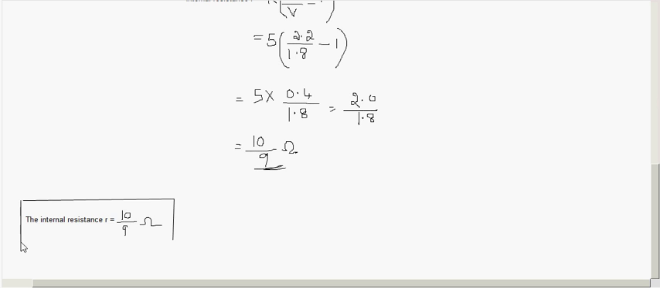So in the first case, when there is no external resistor, the voltmeter reading gives the EMF of the cell, because it is a high resistance voltmeter, so the current through the voltmeter is negligible, and hence whatever the voltmeter reads, we can take it as equal to the EMF of the cell. In the second case, when the external resistor of 5 ohm is connected, the voltmeter reading gives the terminal voltage. So then we can directly use the equation for internal resistance to find the value of internal resistance.